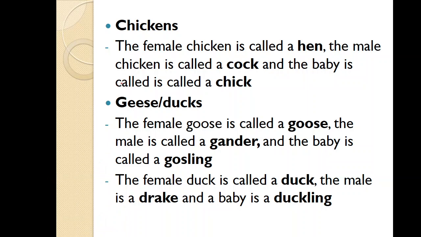And then the geese or the ducks. Geese is plural and singular is goose. So the female goose is called a goose. So the name doesn't change. The male goose is called a gander, and the baby is called a gosling.